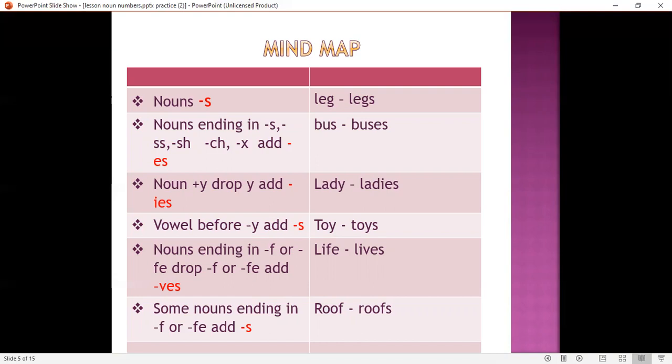Nouns ending in f or fe, we will drop f or fe and add ves. For example, life has fe in the end. So we'll cut them and add ves. So it will become lives. Next rule is some nouns ending in f or fe, we will simply add s. For example, roof will become roofs.